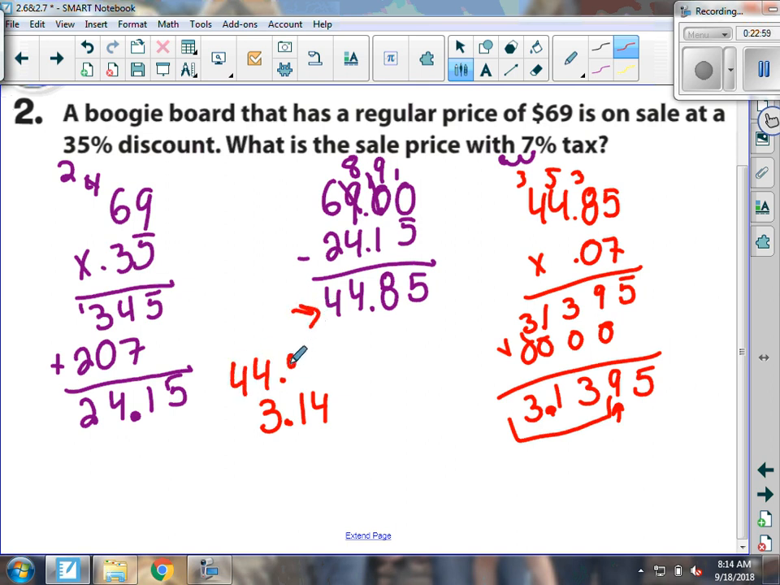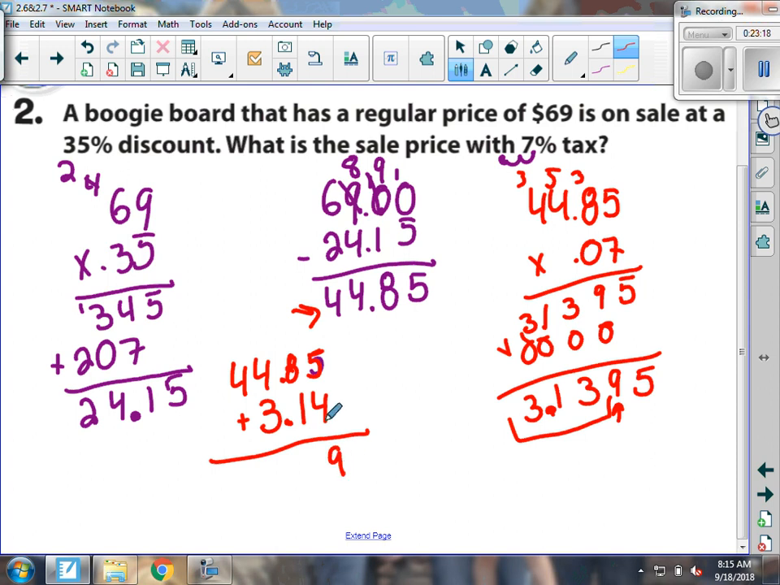So this one has multiple steps in it, so you've got to be careful to make sure that you add the correct thing. So you're adding and subtracting everything, completing all the steps. Okay, so I have my sales price. Now I'm going to add my tax to it.